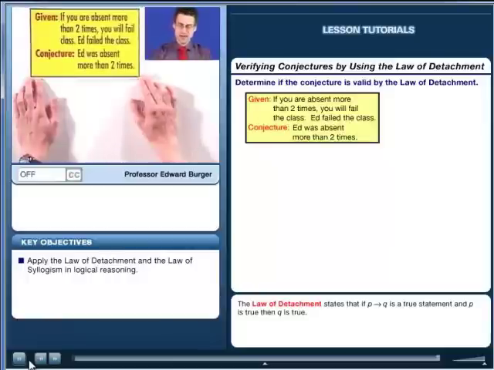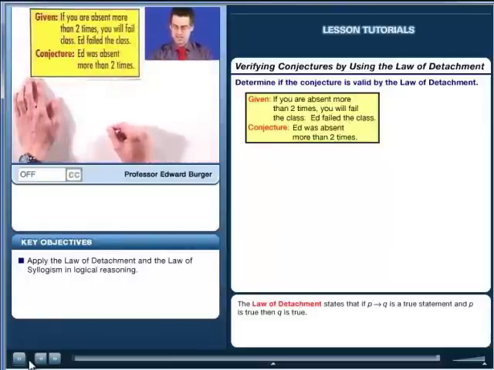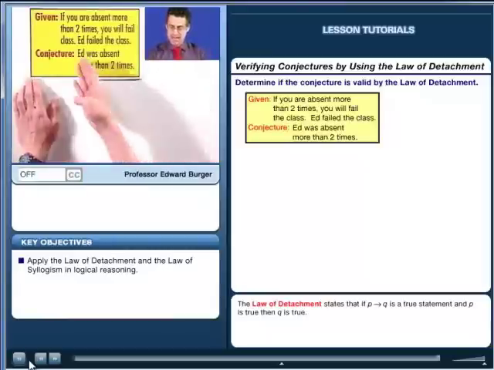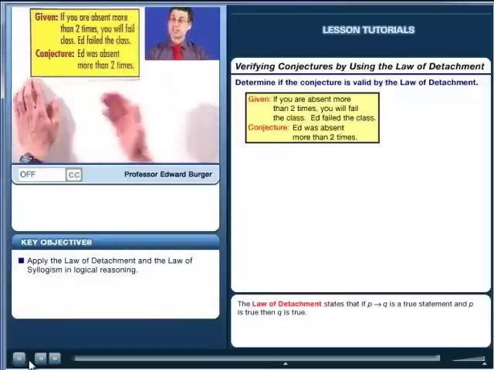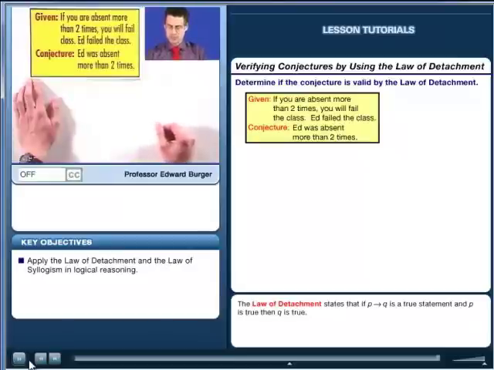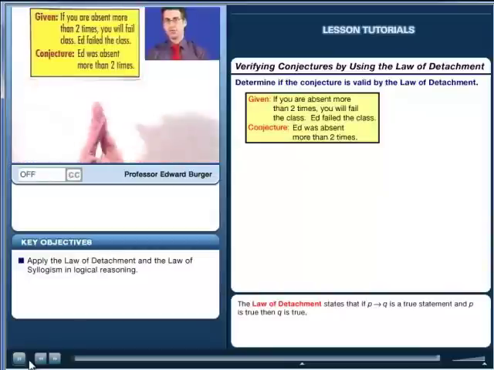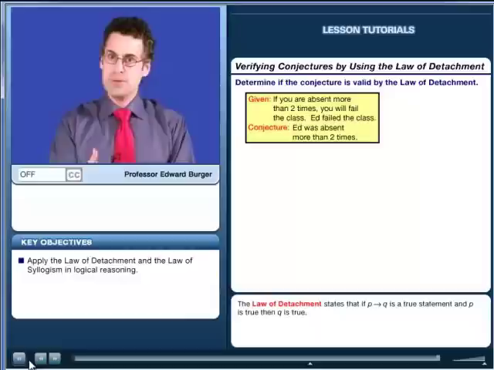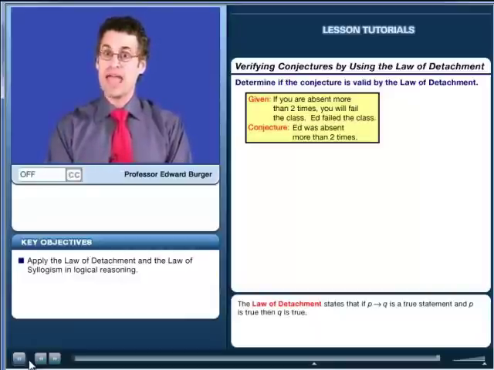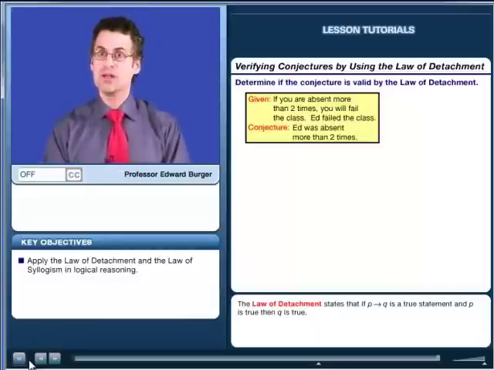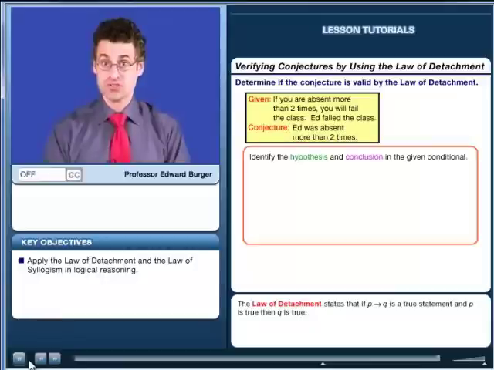So the statements that were given to be true are the following. If you are absent more than 2 times, then you will fail the class. And we're also told that Ed failed the class. The conjecture is Ed was absent more than 2 times. Can we use the law of detachment to actually prove the conjecture? Well, let's see. Remember, the law of detachment says that if P then Q, and you know that P is true, then you can conclude that Q is true.